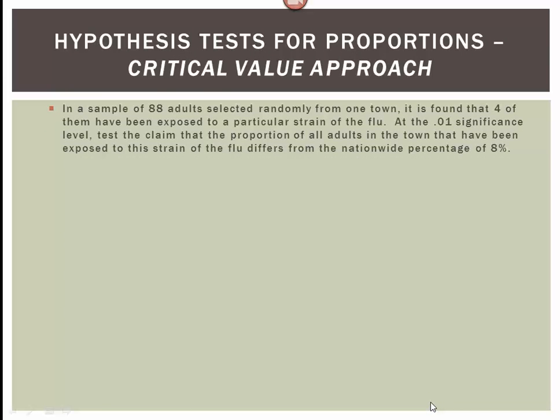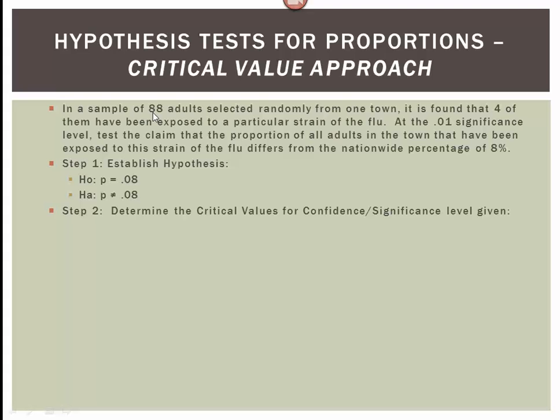For proportions, let's take another look here. In a sample of 88 adults selected randomly from one town, it's found that 4 of them have been exposed to a particular strain of the flu. At the 0.01 significance level, test the claim that the proportion of all adults in town that have been exposed to the strain of the flu differs from the nationwide percentage of 8%. So again, we have the word differs here. So that would suggest that not equal to is what belongs in my alternative hypothesis. Now, for my test statistic, it was found that 4 out of 88 adults suffered from the flu. We're going to come back to that in a minute.